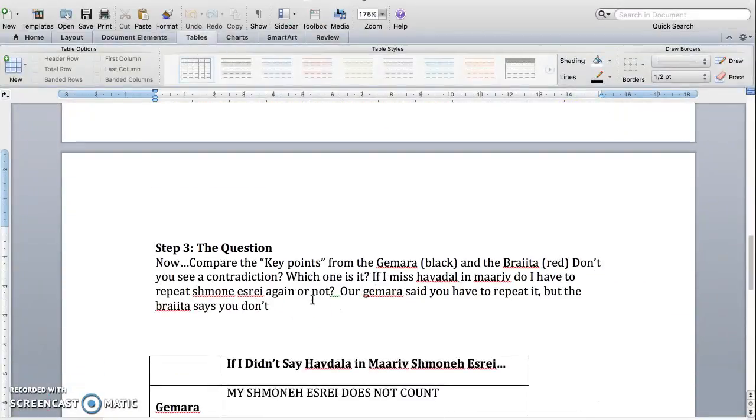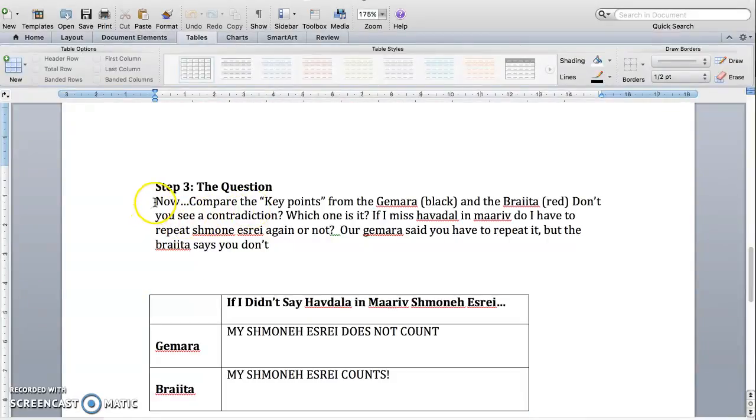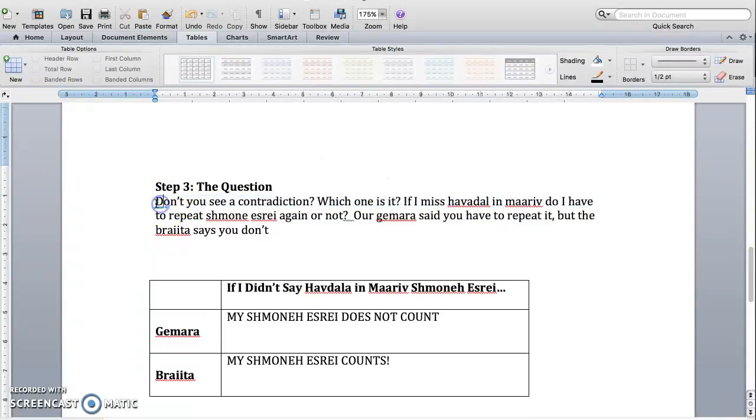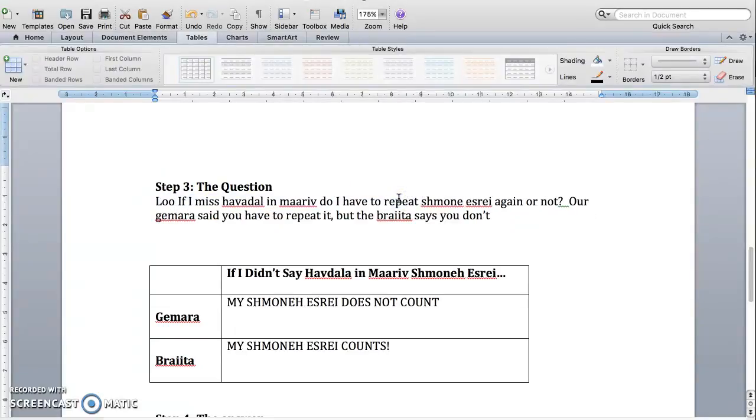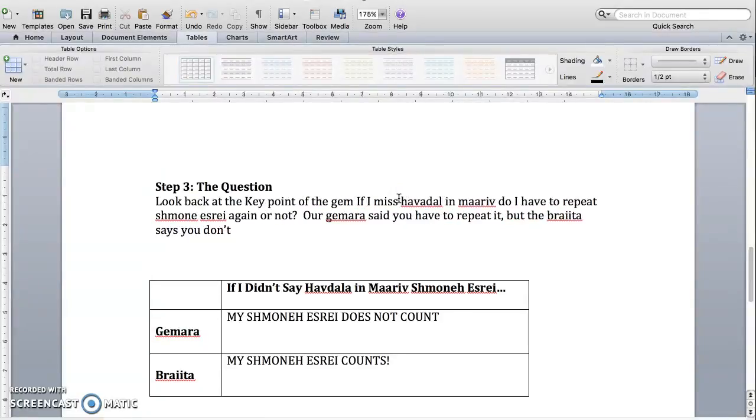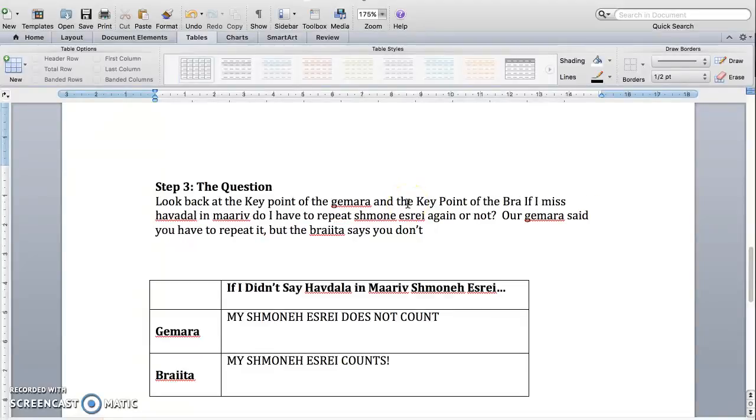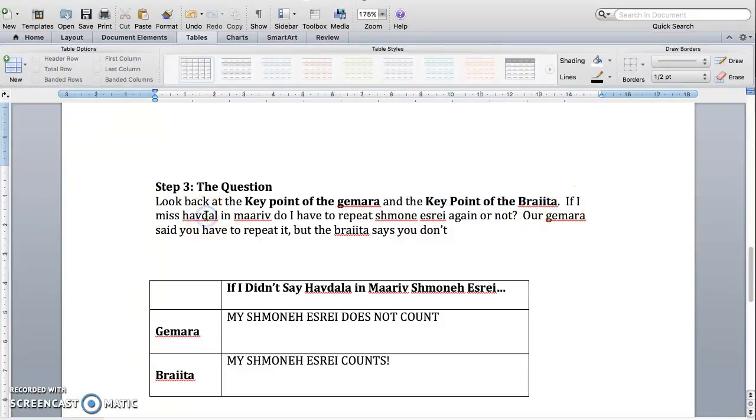So explaining the question. Compare the key points from the Gemara and the Breita. You don't have to write that, but this is the question. Look back at the key point of the Gemara and the key point of the Breita. If I miss Havdalah in Mariv, do I have to repeat Shmona Esrei again or not? Our Gemara said you have to repeat it, but the Breita says you don't.